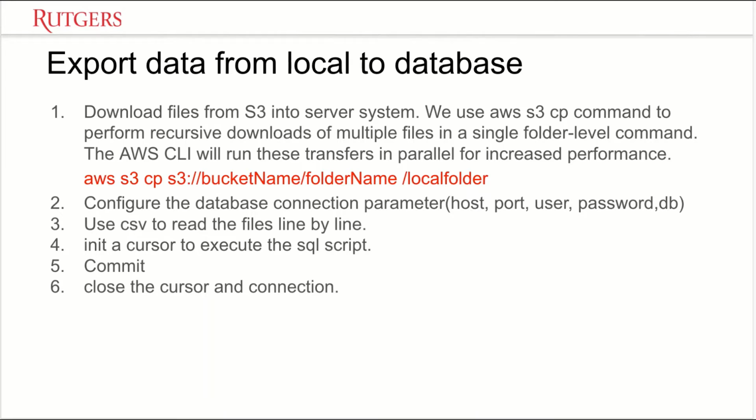And the second step is to configure the database connection parameters like host, port, user, and password in the database. Third step is to use CSV to read the files line by line. And next, we will init a cursor to execute the SQL script, and then commit, and finally close the cursor and connection.